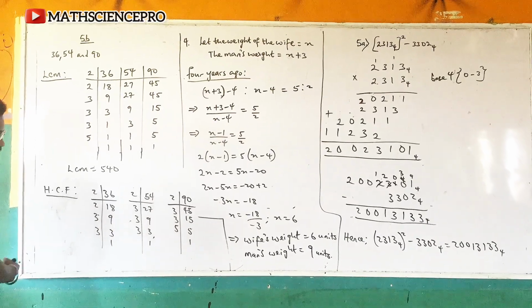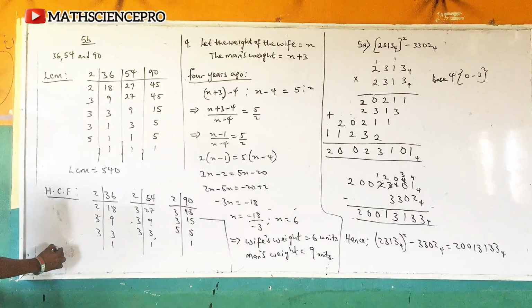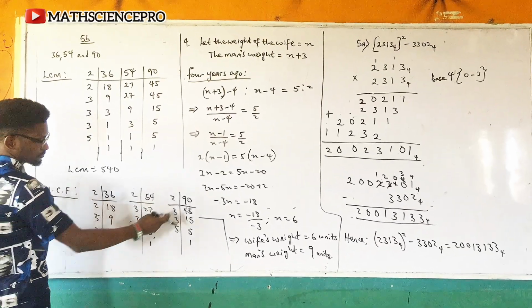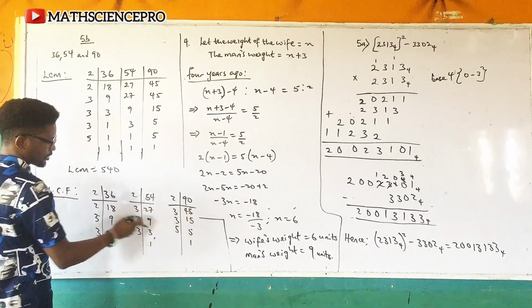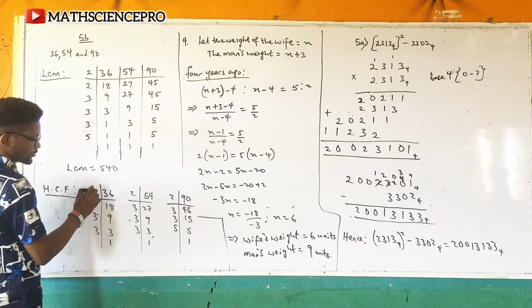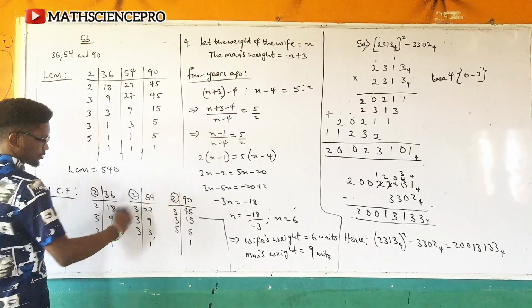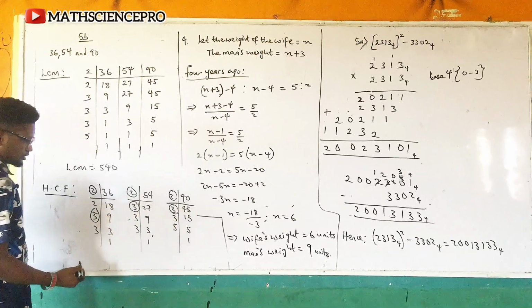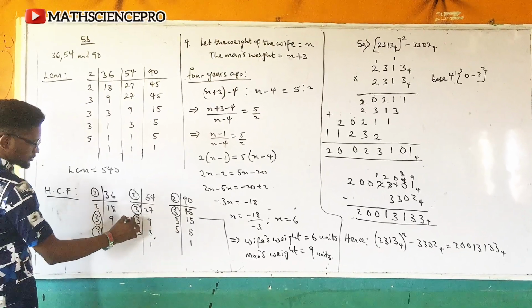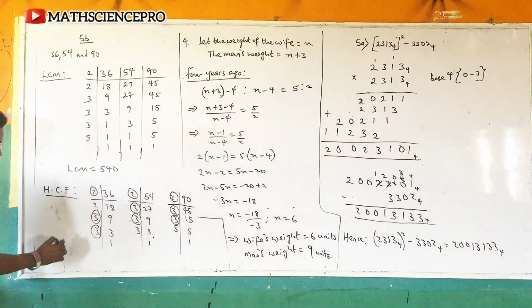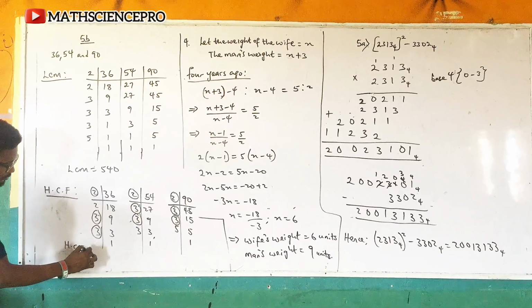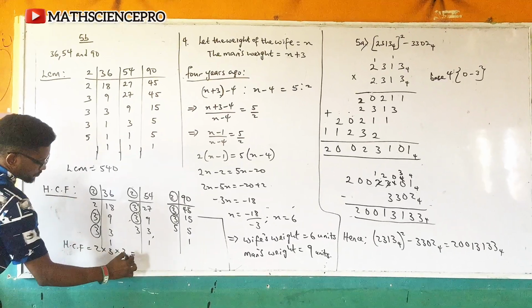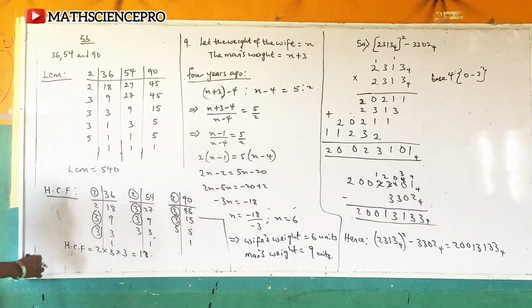So then what you do is, at 36, you have 2, 2, 3, 3. 54, you have 2, 3, 3, 3. 90, you have 2, 3, 3, 5. Now you can see the presence of 2 across. Also see 3 across. Is there another 3 across? Yes, there's another 3 across. So I can see now the HCF is going to be 2 multiplied by 3 multiplied by 3, and that's going to give me 18.